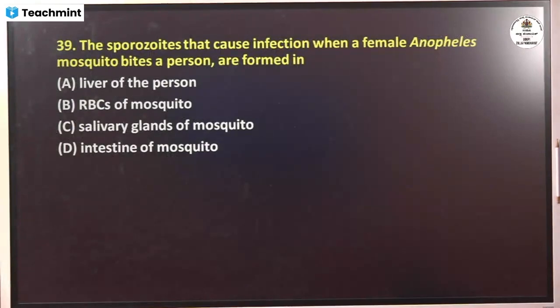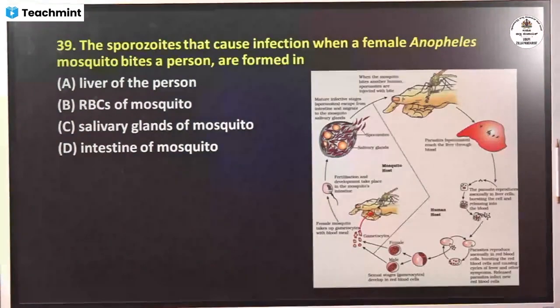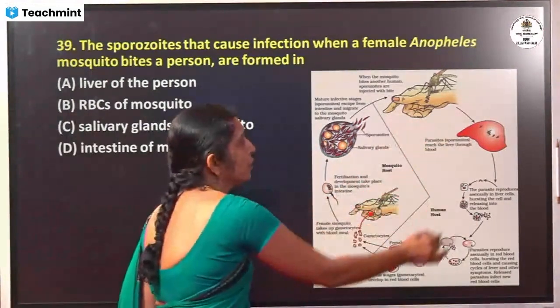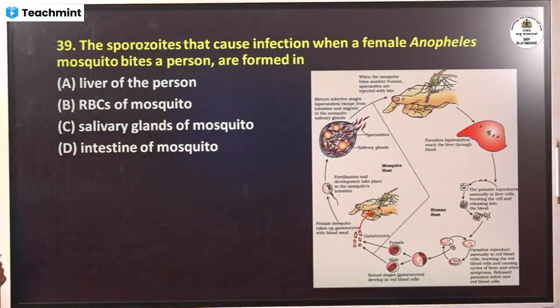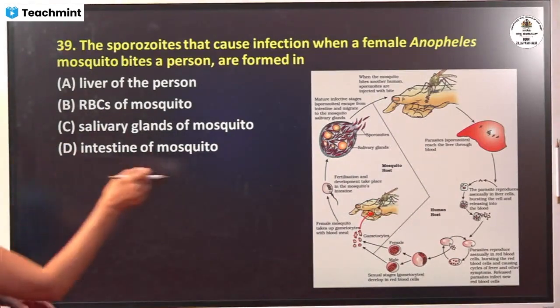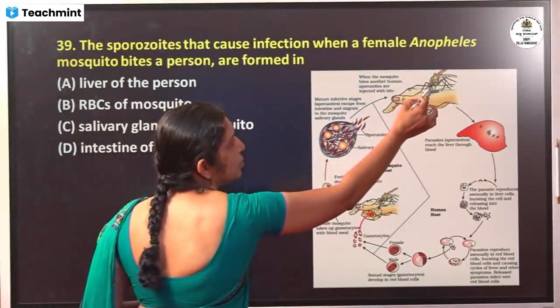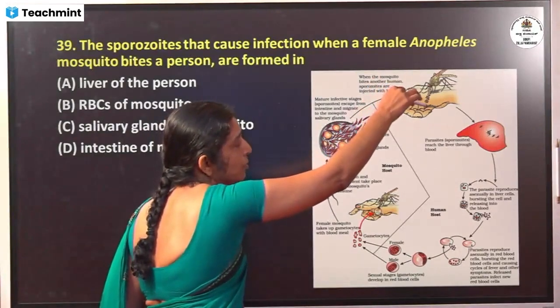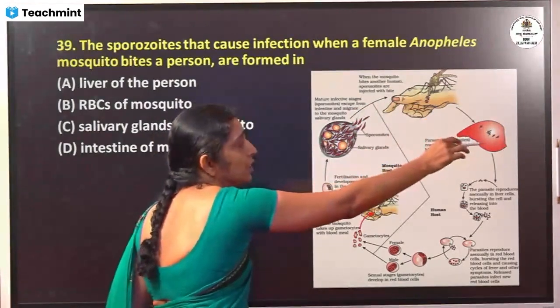The sporozoites that cause infection when a female Anopheles mosquito bites a person are formed in the liver of the person, RBCs of mosquito, salivary glands of mosquito, or intestine of mosquito. So here we have the life cycle of your malarial parasite. Once the vector, that is your female Anopheles mosquito, bites a human being and transfers the protozoa into the human being, what happens is the sporozoites, they will reach the liver.